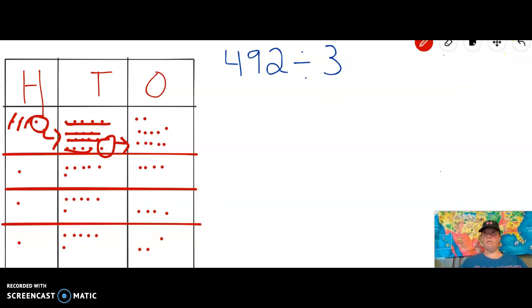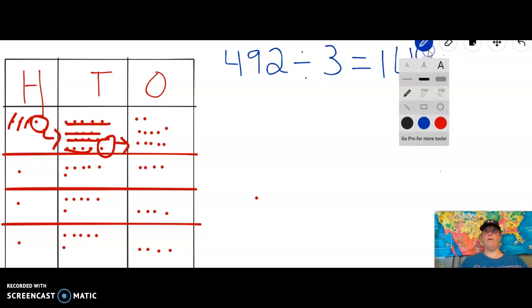Oops, let's put that one where it would go. Okay, perfect. So each group has 164, just like we got with the other answer. Okay, now let's also do that open area model.